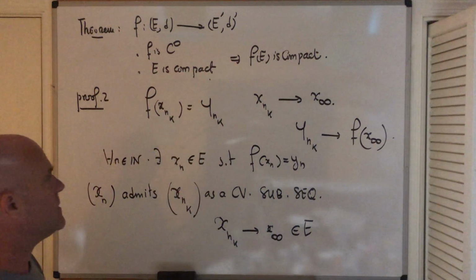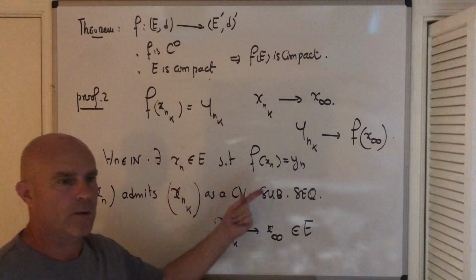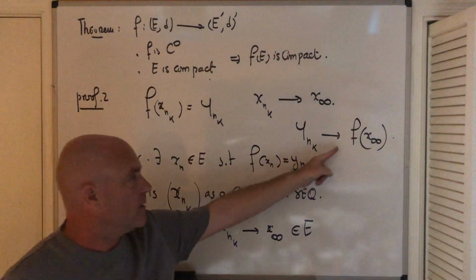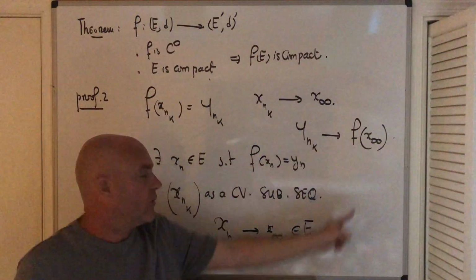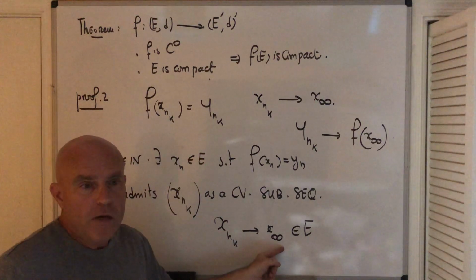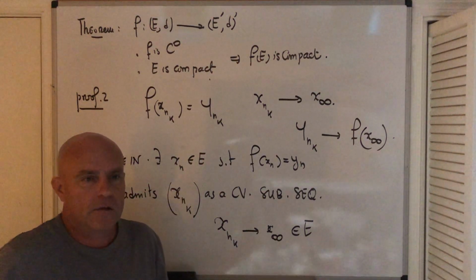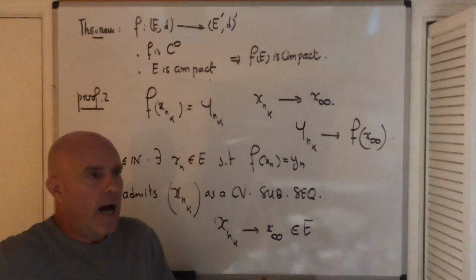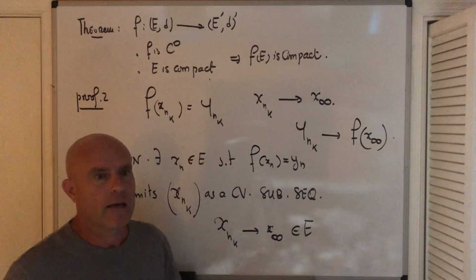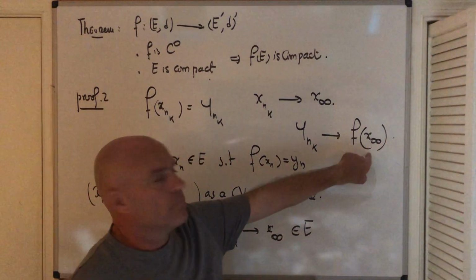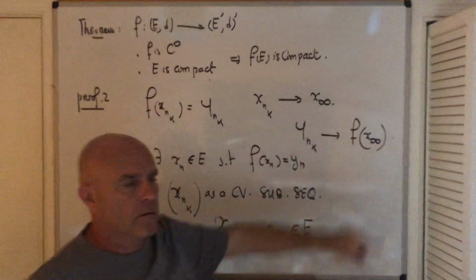That's the definition we have deduced before. So, conclusion: I started with a sequence y_n in the first place. I deduce a subsequence y_{n_k}, where y_{n_k} converges to what? To f of x_infinity, being a point in f of E. So this shows that any sequence in f of E admits a convergent subsequence, ending the proof of the theorem. And of course, f of x_infinity belongs to f of E. That's quite clear.